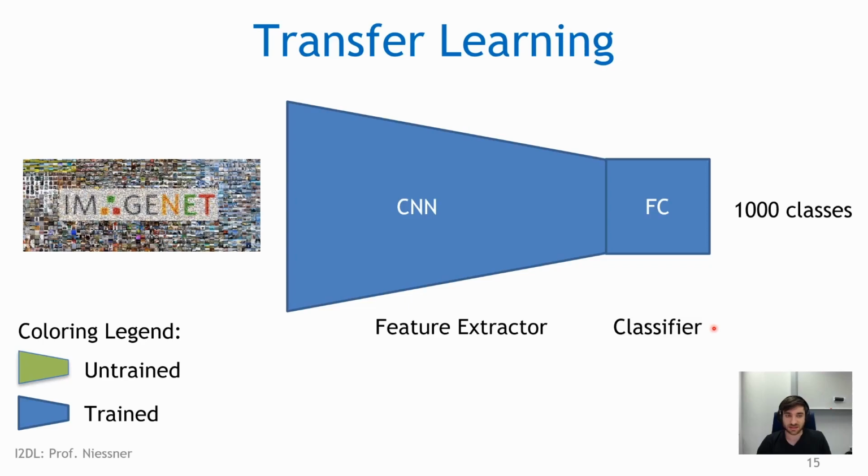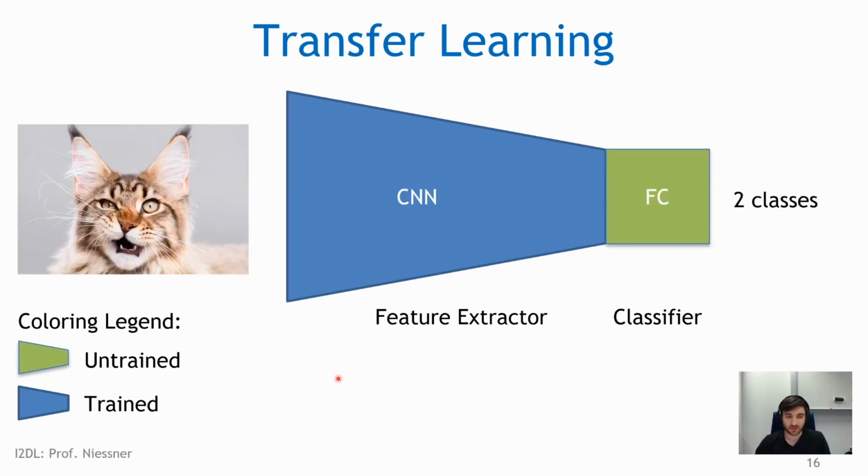What we can do instead is train on a really, really huge dataset, for example, ImageNet. Here again, we have a feature extractor and our classifier. ImageNet consists of 1,000 classes and millions of images. And here, we basically have this fully trained model.